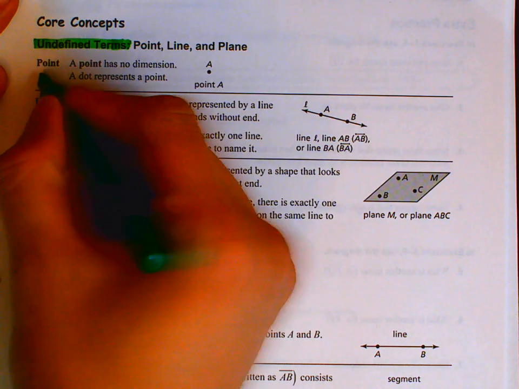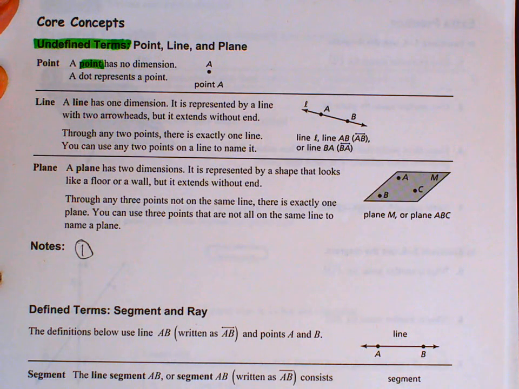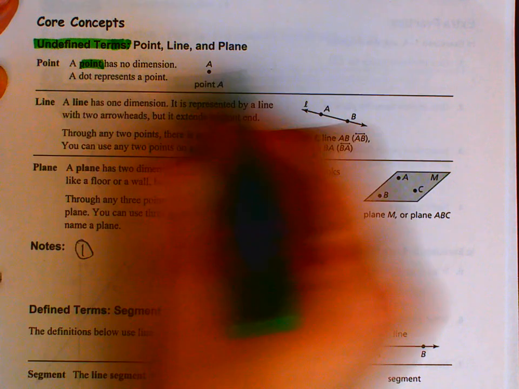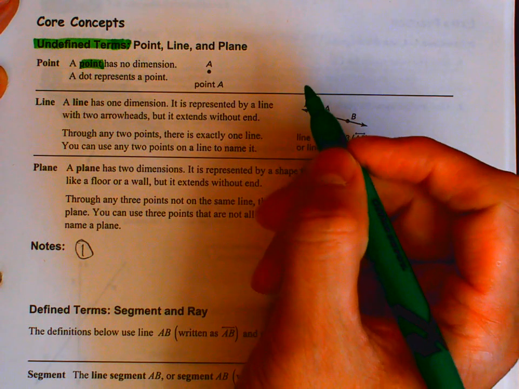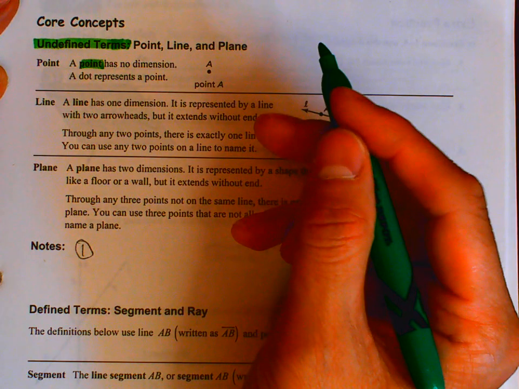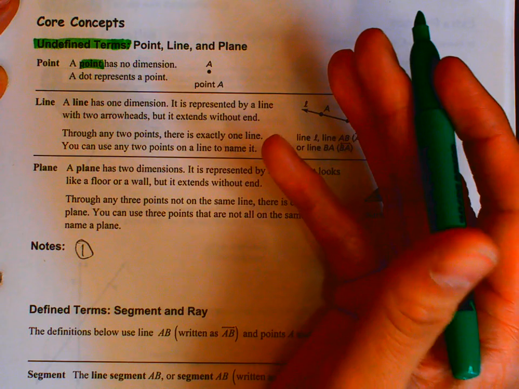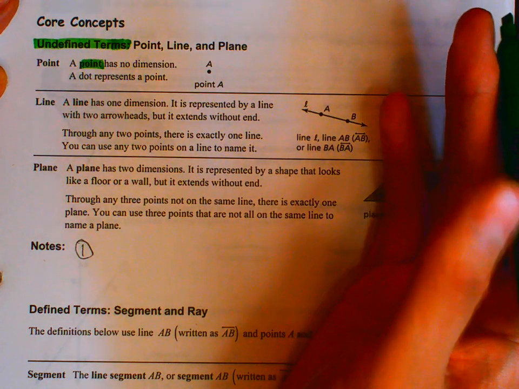Now, a point has no dimension and is represented by a dot such as this one. Now, what I mean that has no dimensions, it means that it doesn't have a size. There's no such thing as one dot being bigger than the other dot. So all points are pretty much the same. They just describe a location.